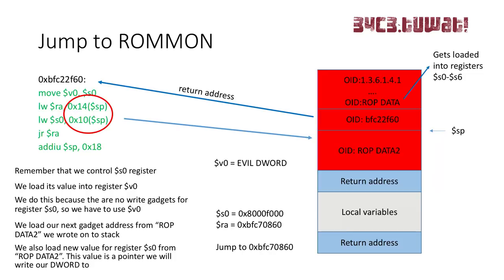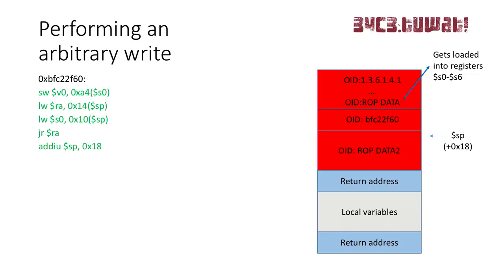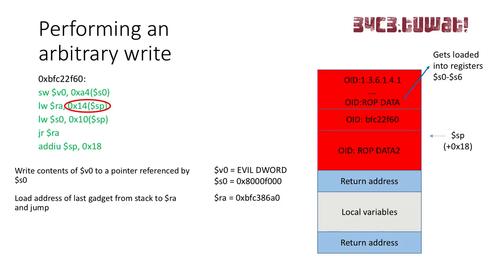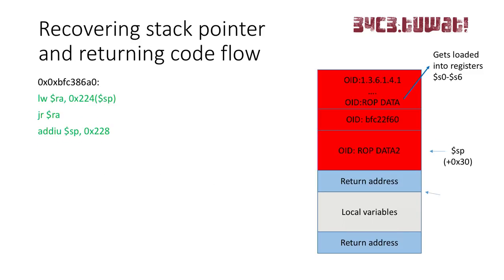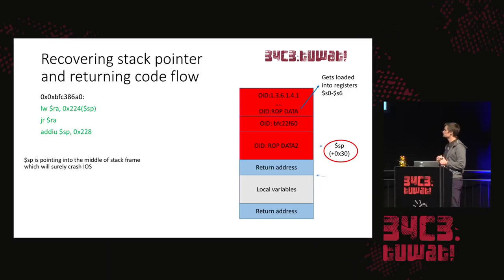So the final gadget that is performing the arbitrary write is the gadget that takes the value of register V0 and writes it to the pointer referenced by register S0. And the last thing it does, it actually transfers the control back to the gadget which will recover the stack for us. This is the most important gadget, it allows us to run the exploit several times. You might have noticed that the previous gadgets actually moved the stack pointer 30 bytes in hex down the stack, and this actually means that the process that we will return to will crash if we don't point the stack pointer just between two stack frames.